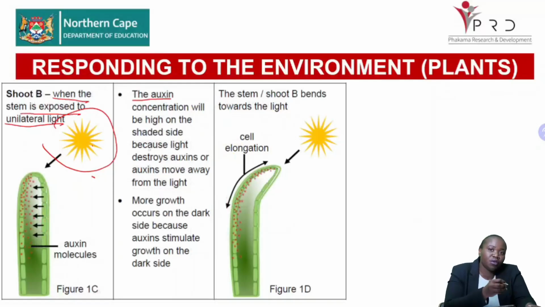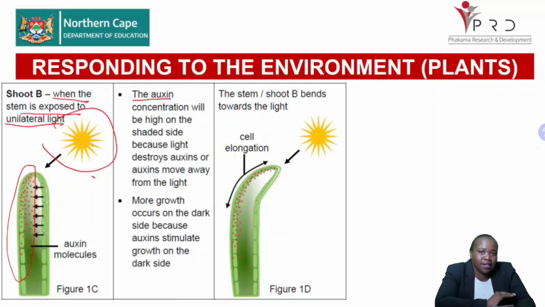move to the darker side of the stem. So the darker side here, as you can see, would be this side where there's no light. The auxins move to the darker side of the stem. Therefore, when they move to the darker side of the stem, it means that because a high concentration of auxins in the stem promotes growth, there's going to be more growth on the darker side.